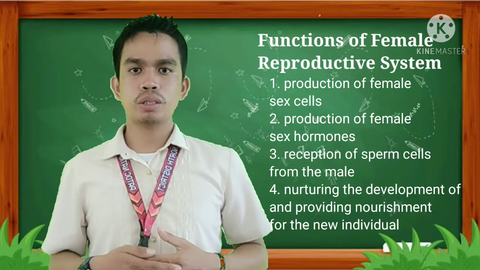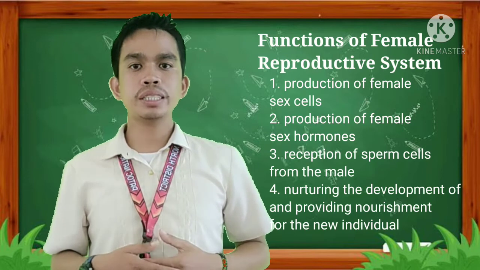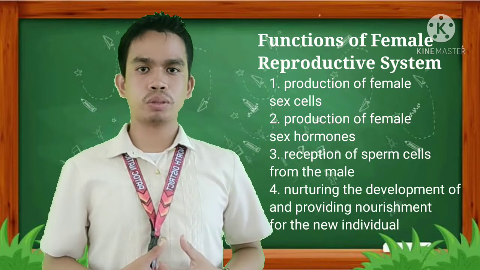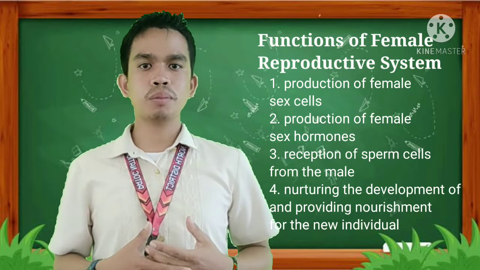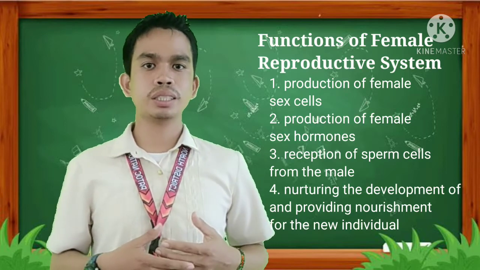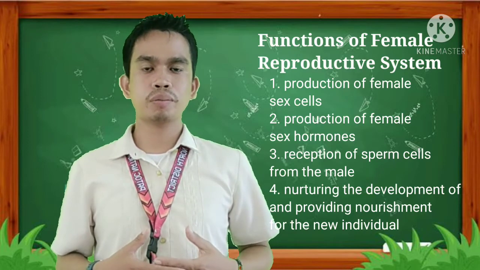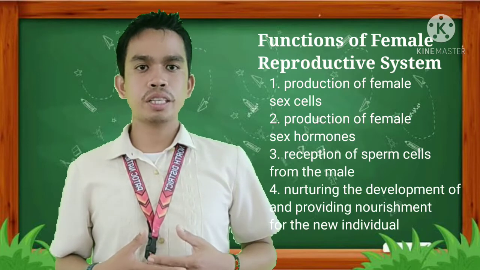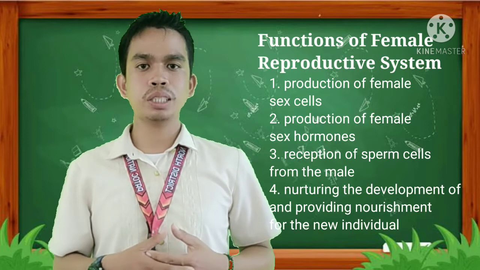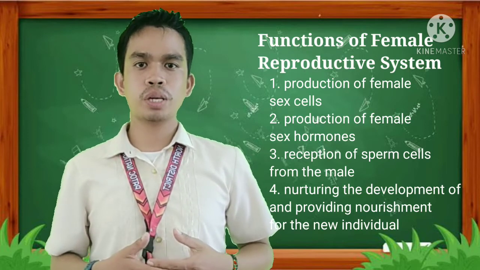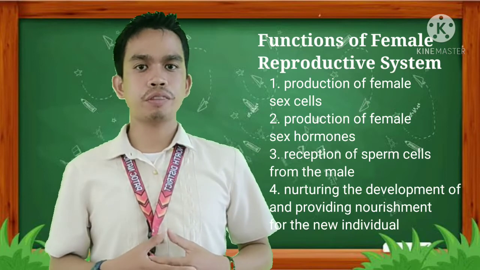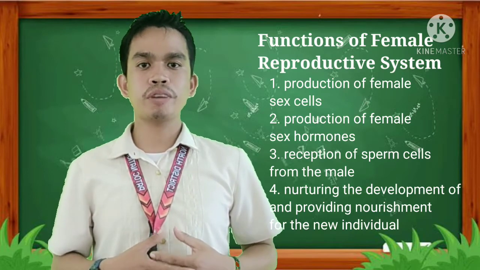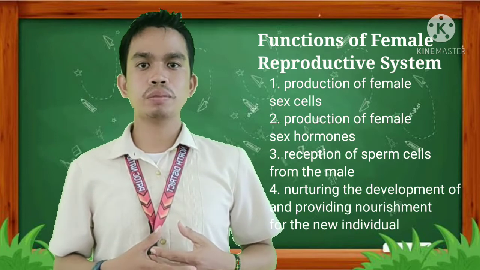The second function of the female reproductive system is the production of female sex hormones. These female sex hormones are the ones that are responsible in the development of characteristics of females that are different from those of the males. The third function of the female reproductive system is the reception of the sperm cell from the male. The fourth function of the female reproductive system is to provide nourishment and to develop the new individual.